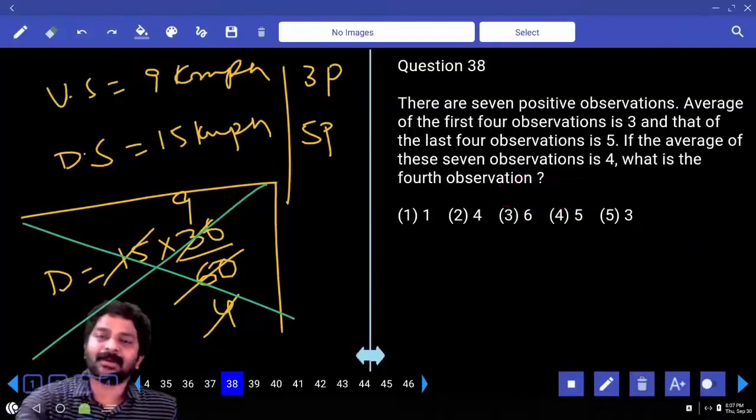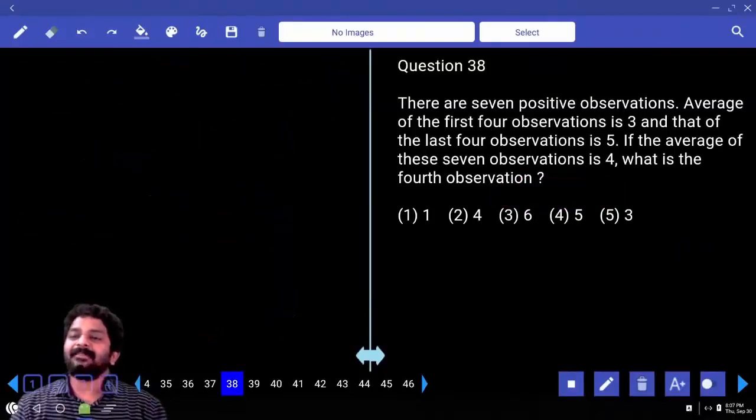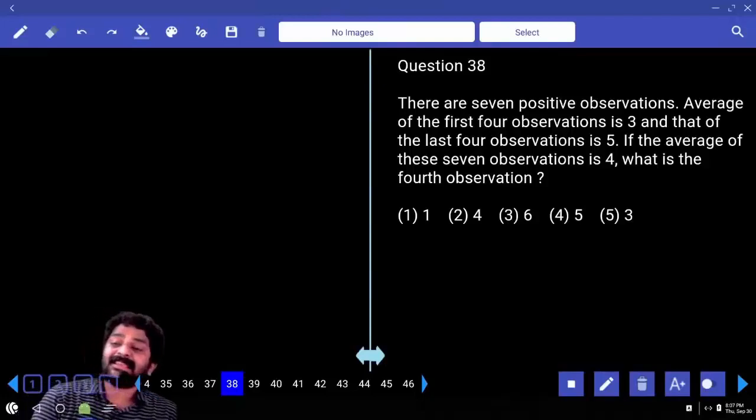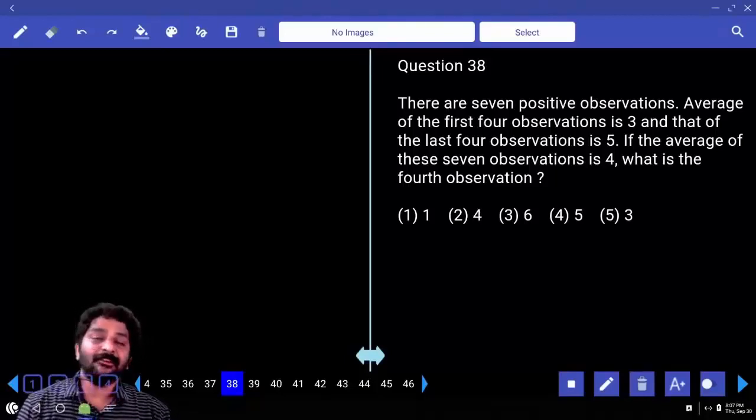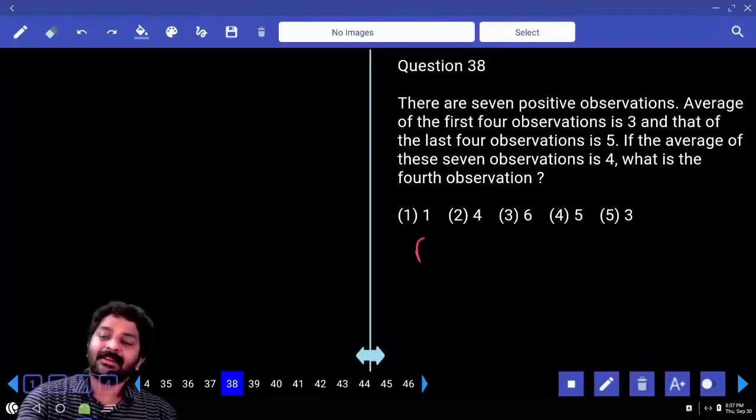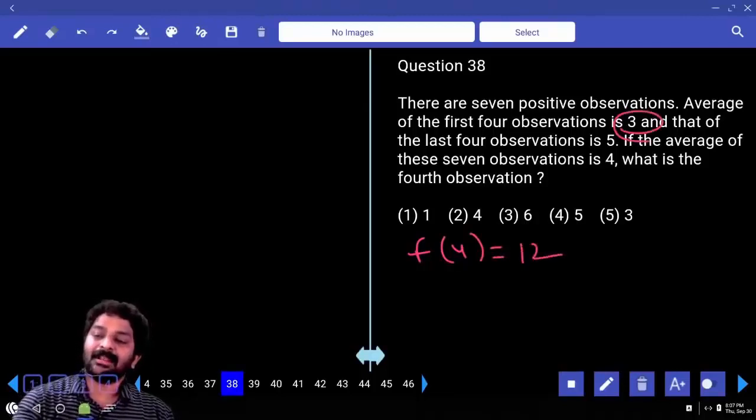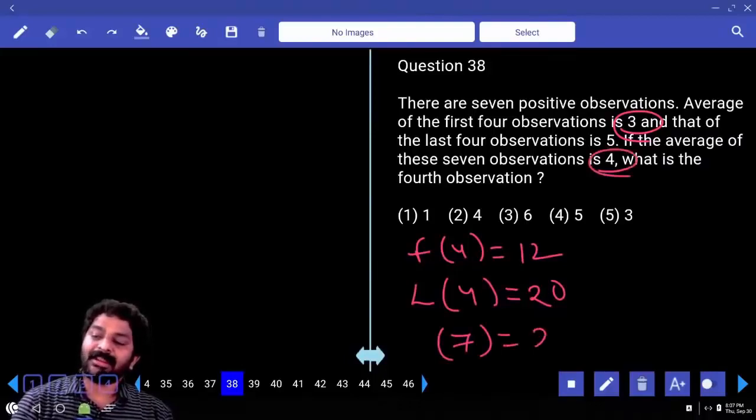There are 7 positive observations. Average of first 4 observations is 3 and last 4 observations is 5. The average of 7 observations is 4. What is the 4th observation? Right. First 4 number sum is 3 into 4, 12. Last 4 number sum is 5 into 4, 20. And sum of 7 numbers is 7 into 4, 28.